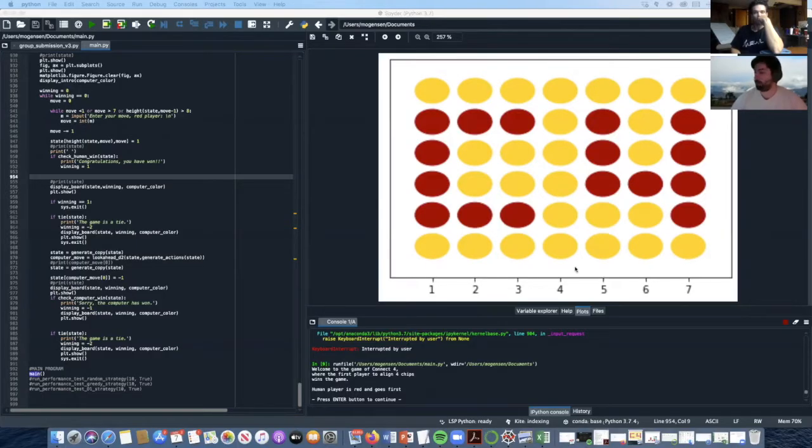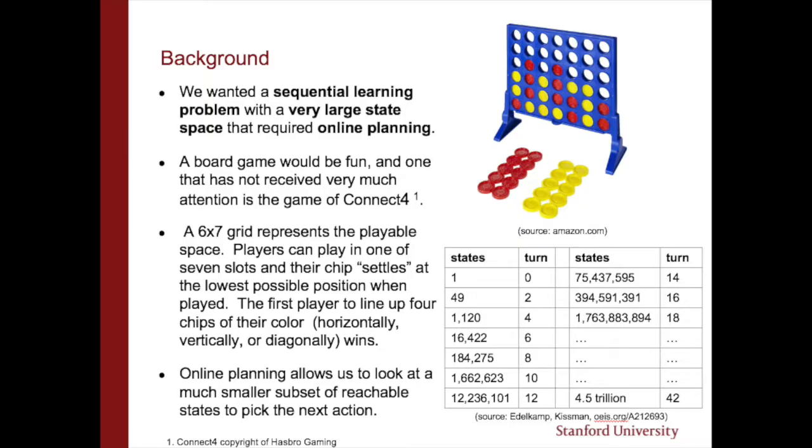Hi, my name is Matt Mogensen, and with my partner Jason Spyres for our final project in decision making and uncertainty, we wanted to design a sequential learning problem with a very large space that required online planning. We wanted a game that would be fun, and we thought that the game of Connect 4 by Hasbro Gaming would be an interesting one to look at.